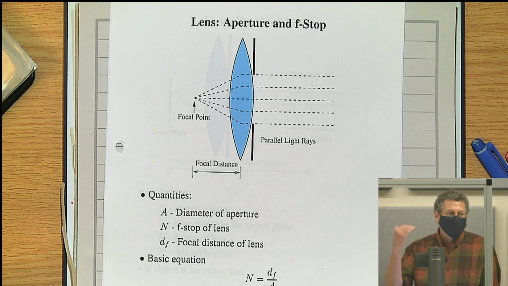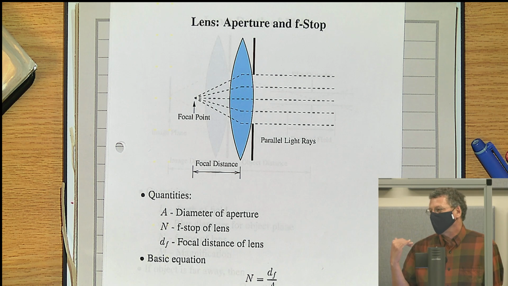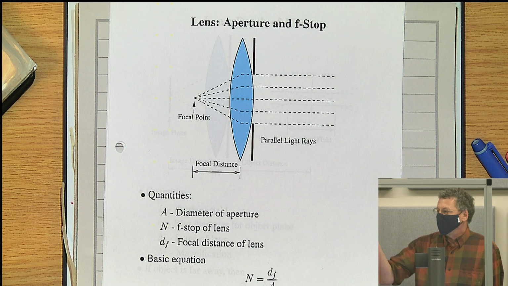So as the N number of the lens comes down, particularly if it's a zoom lens or a telephoto lens, the price goes up dramatically, right?